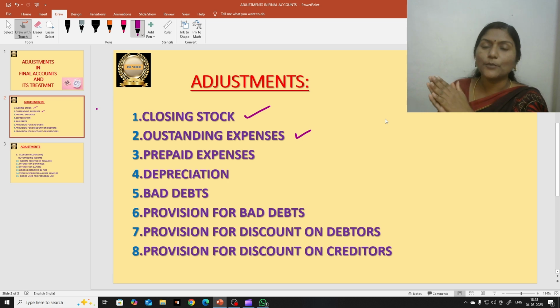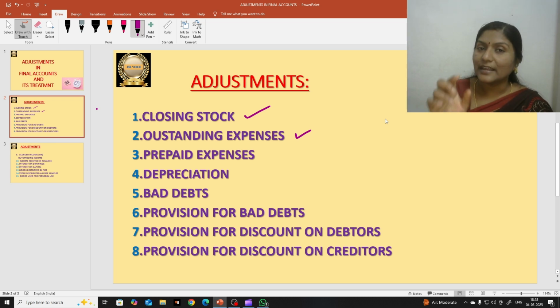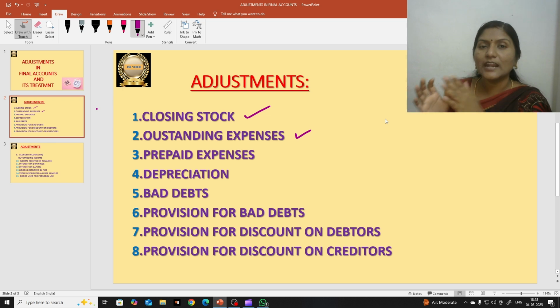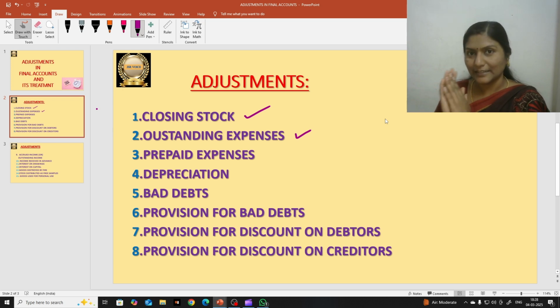Okay, one time in the profit and loss account, on the debit side, we should add it to the rent. Suppose the outstanding expense is rent. Rent already appears on the debit side of the profit and loss account, and this outstanding rent we have to add to that rent on the debit side. Okay, that is the first time.